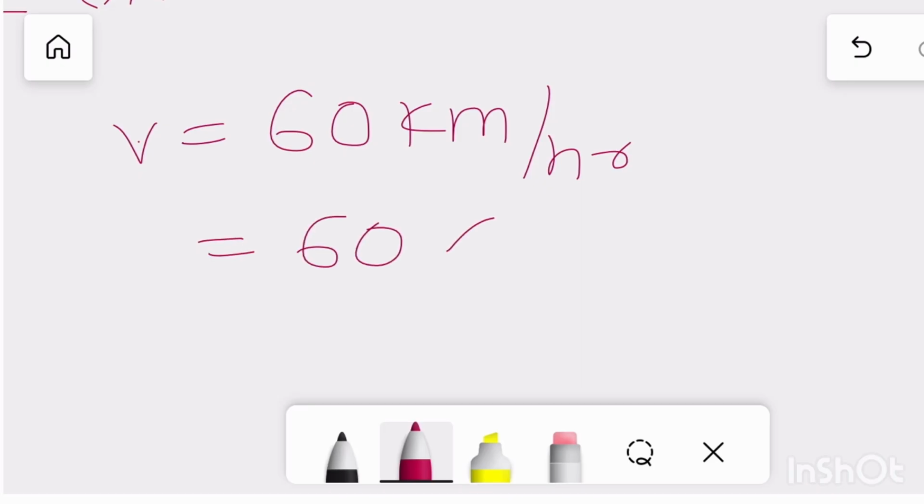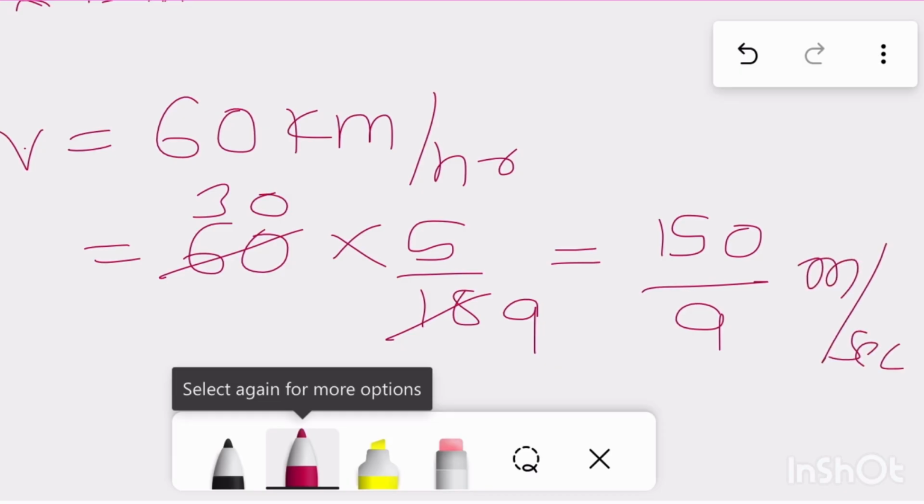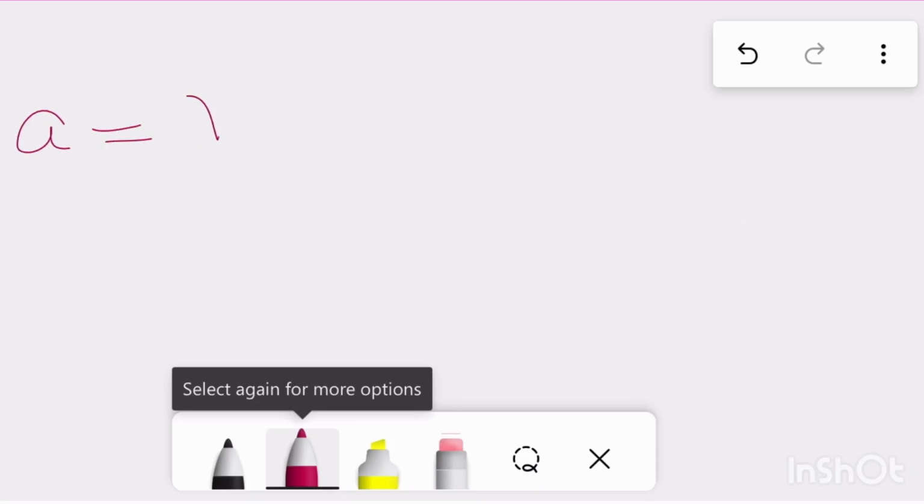Now here also, 60 kilometers per hour, multiply by 5 by 18. Now cut it with 2. I am not cutting further, though 30 and 9 would go, because initial velocity already has 9 in the denominator, so it will make my calculation easy. So leave it here only: 150 by 9 meter per second.